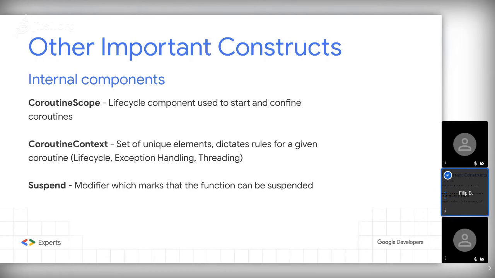The coroutine context, on the other hand, is a set of elements which describes the rules the coroutines have to follow.